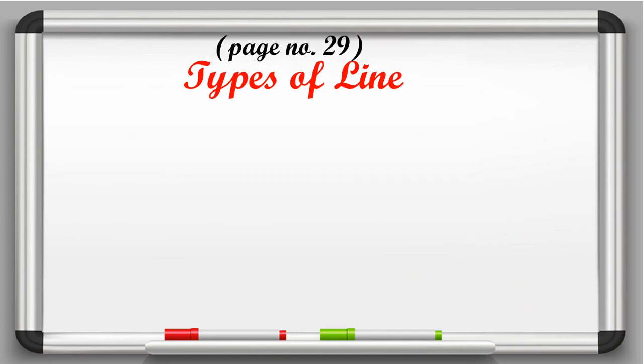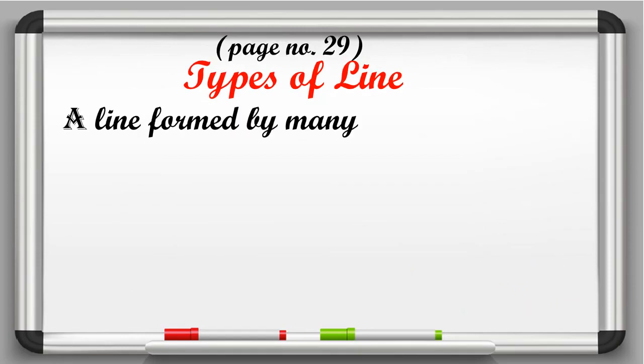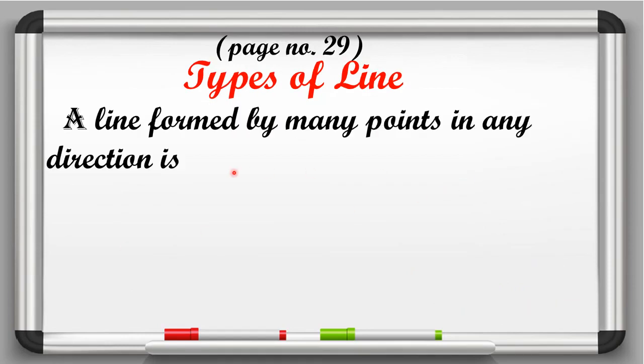Okay. Now the next is a line formed by many points in any direction is called a curved line. We have read about beta that a line formed by many points in the same direction is called a straight line, but in any direction is called a curved line. So what is the difference between a straight line and curved line? Now it is clear beta. In straight line it is in the same direction, but in curved line it is in any direction. So a line formed by many points in any direction is called a curved line.